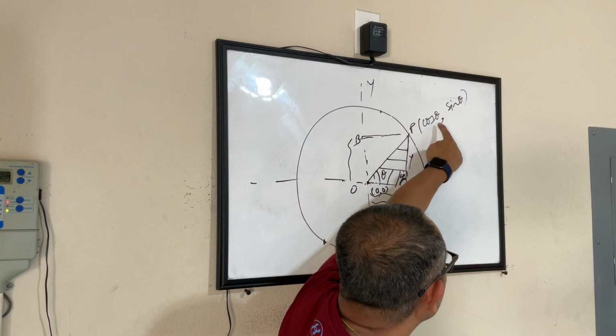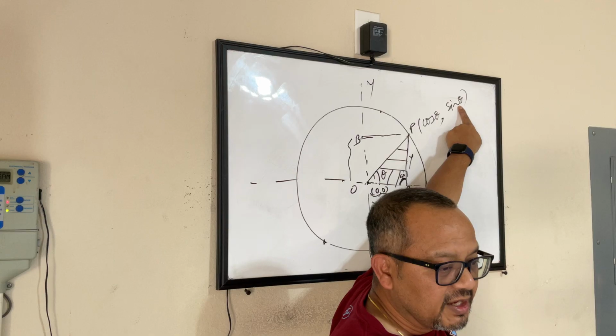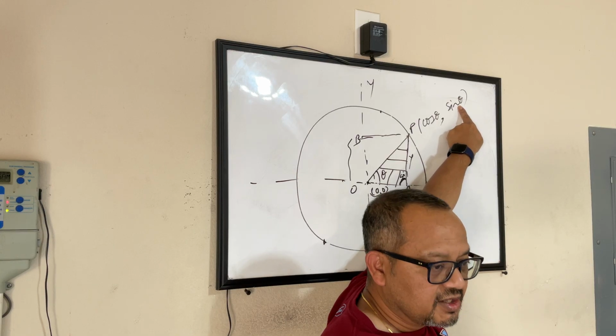So what is the value of cos 60 degree? That will be my x coordinate. What is the value of sin 60 degree? That will be my y coordinate.